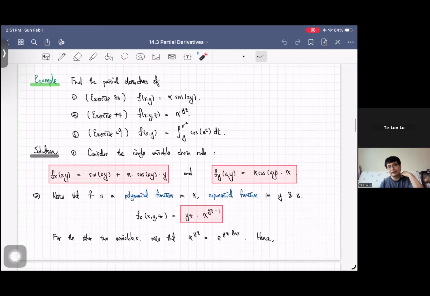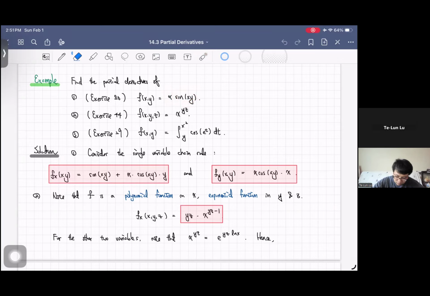So now let us provide some examples about the computation of partial differentiation so that you guys are familiar with this type of algorithm. So the first function is x times sine xy. As we mentioned before, if you want to evaluate the partial differentiation along x, then we regard y as constant, something like 2 or 3 or 4. So you have two functions. You do the product rule.